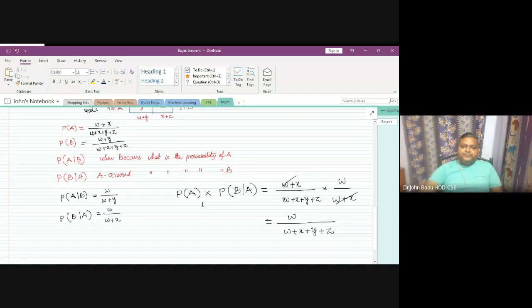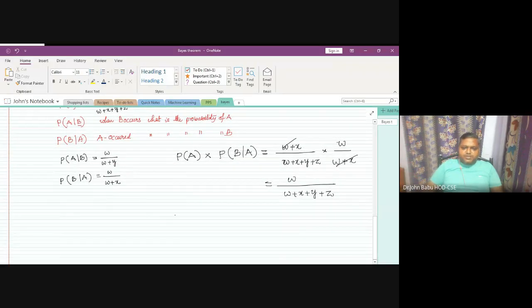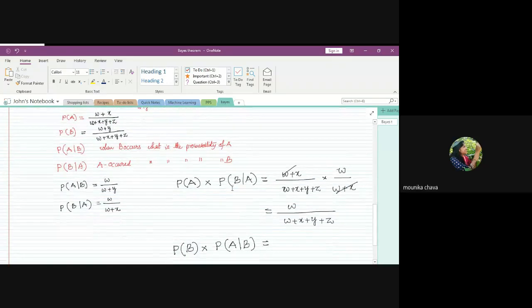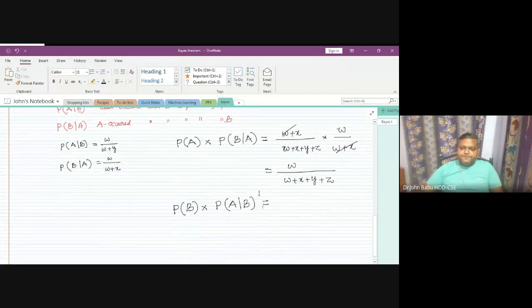Similarly, what is probability of B into probability of A given B? What is probability of B? Same, W plus Y by W plus X plus Y plus Z, into the probability of A given B, which is W by W plus Y.